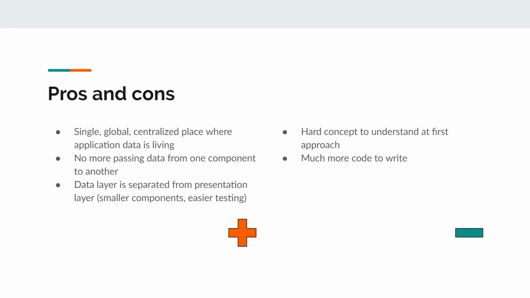Okay, and at the end, some pros and cons of using the state management approach or state management library. First advantage of this approach is a single global and centralized place where our application data is stored. It also can be accessed from any component, so we don't have to pass any data from one component to another. So no more inputs, outputs in the case of the Angular. Also, our application logic is separated from the presentation layer. So we have smaller components which are easier to test, and also logic is easier to test because it is not mixed up with the view.